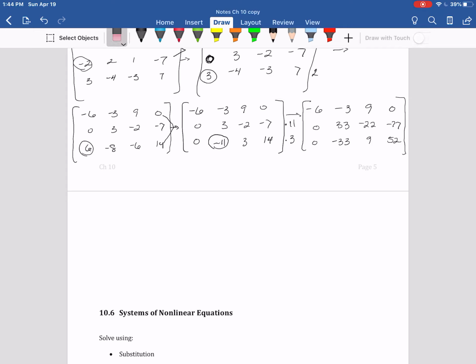Entirely possible that's not right. Let's change that too. Now that you've got a 33 and a negative 33, one on top of the other, you can go ahead and add those two rows together, and you're going to put your answer on that bottom row because that's where you want the 0 to appear.